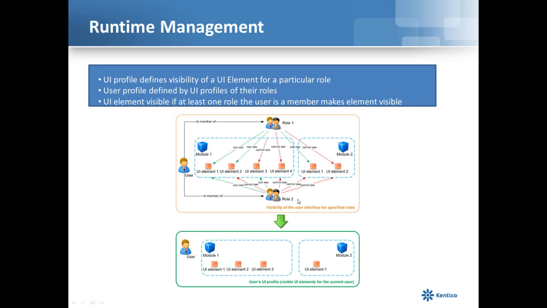Then if we look at role 2, we can see they have access to UI element 1 and UI element 3, and then for module 2, they have no access. So at runtime, their UI profile provides an interface that's going to display module 1, UI elements 1, 2, and 3, because remember it's a composite of what we see in role 1 and role 2. And then in module 2, they're going to get access to UI element 1, which comes off of role 1.